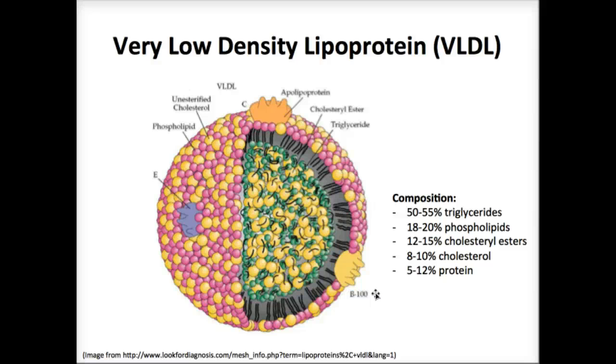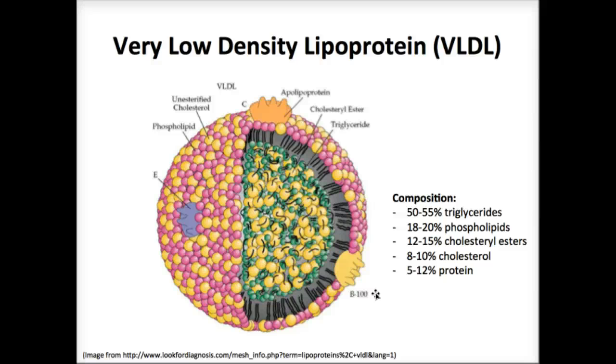In terms of composition, a VLDL particle is 50 to 55% triglycerides, 18 to 20% phospholipids, 12 to 15% cholesterol esters, 8 to 10% cholesterol, and about 5 to 12% protein. So a little more protein in this one than the chylomicron. But this is also a rather high lipid to protein ratio, thus the name very low density lipoprotein, although not as low density as the chylomicron.